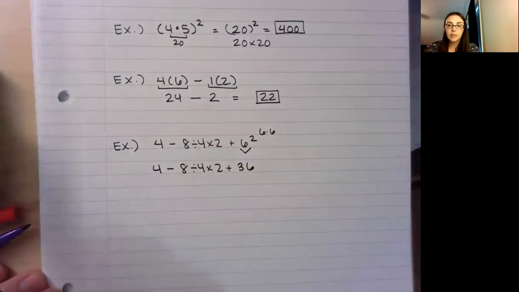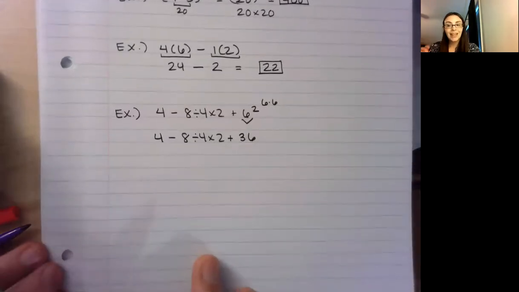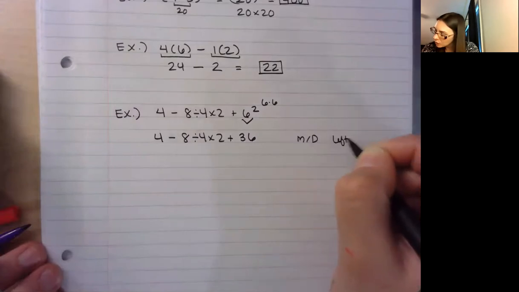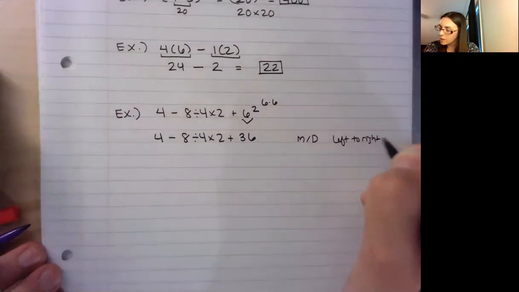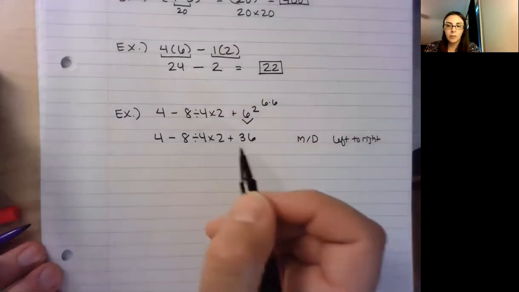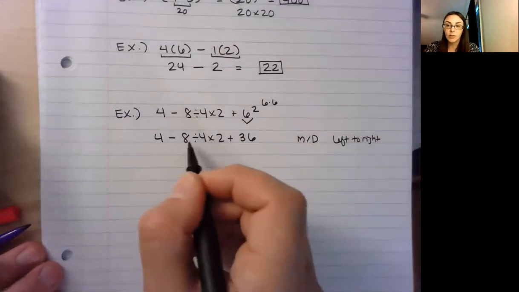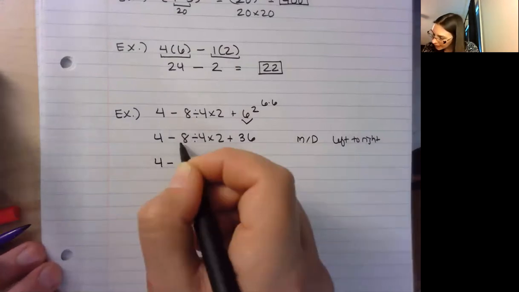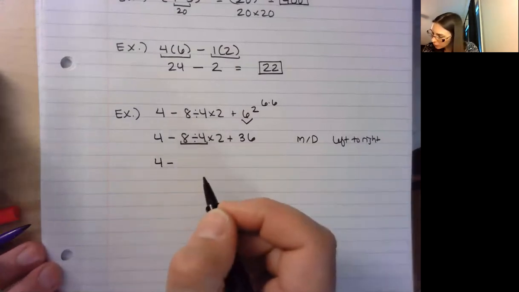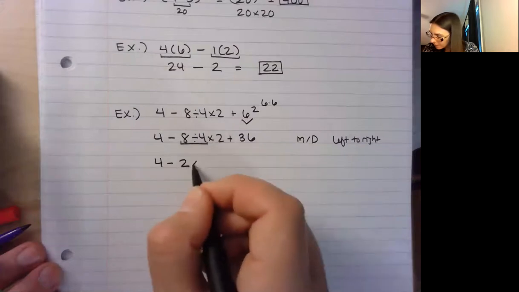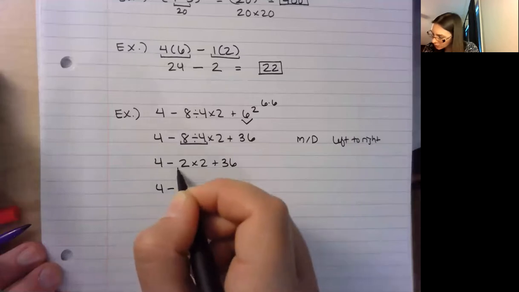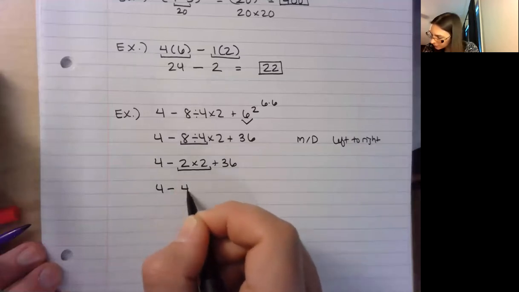Next, I would go on to multiplication and division. Now, be careful here. Multiplication and division, don't forget, you work from left to right. So everybody wants to do the 4 times 2 first, but we don't do that. We do the division first because it comes first in the problem. So 8 divided by 4 is 2. I bring down everything else. And then 2 times 2 is 4.